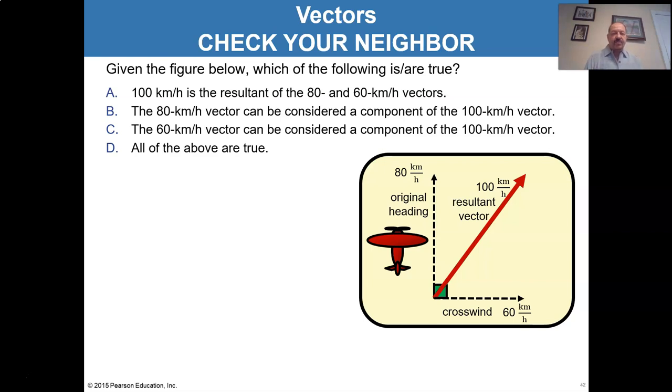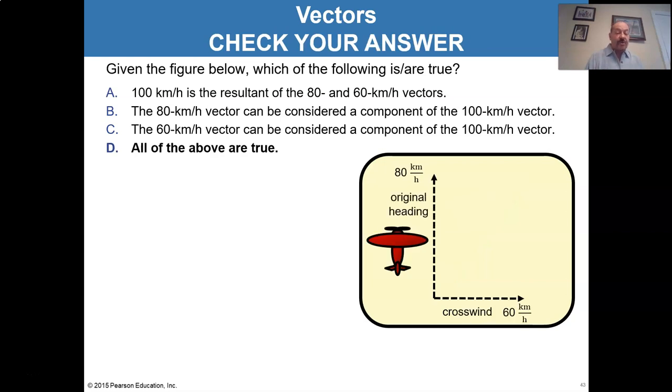Okay, so the question is, which of the following is true? 100 kilometers per hour is the resultant of the 80 and 60 kilometer per hour vectors. The 80 kilometer vector is a component of the 100. The 60 component vector is a component of the 100. Or all are true. Well, I think from the last example, you already know the answer that all are true.